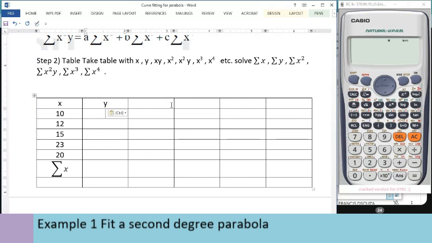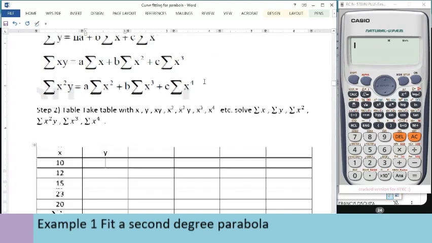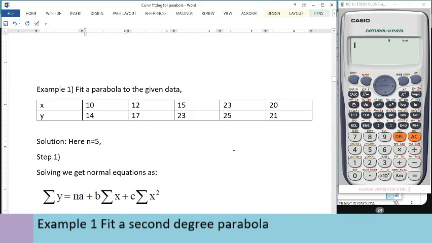Okay, simplify the sum of all the x. Can anybody tell me what is the sum of all the x? Put it in the calculator. Sum of all the x. What do we have? Please tell me what is the sum of all the x? 80. Yes, correct. The answer is correct. You should get 80.